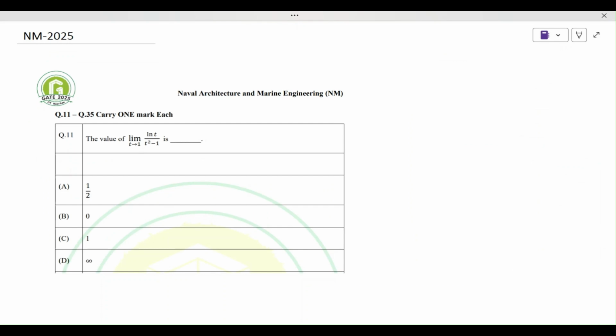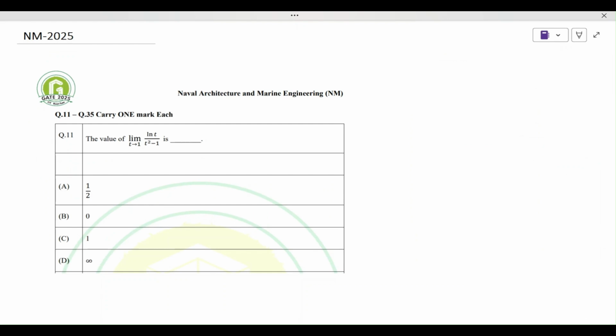In this video, we will crack 5 important questions from GATE 2025 Naval Architecture and Marine Engineering paper, all based on calculus, Fourier series, probability, and partial differential equation. Whether you are targeting GATE or any other competitive exam, these questions are golden for your concept clarity. So let's begin. First question is from limits.